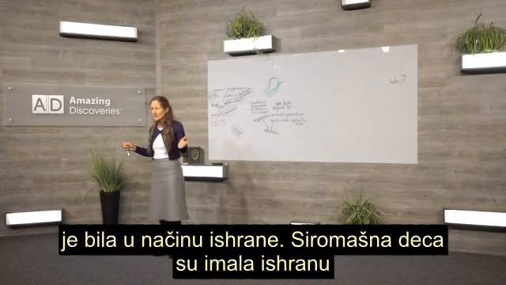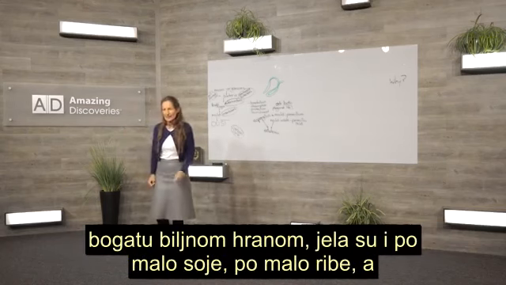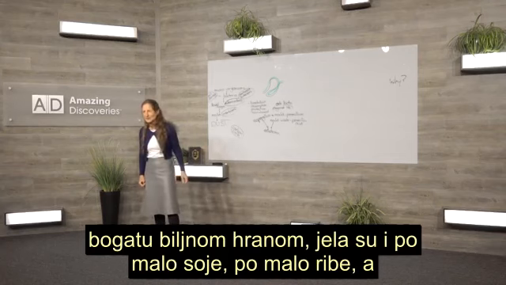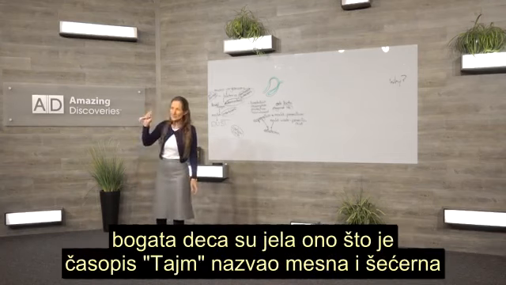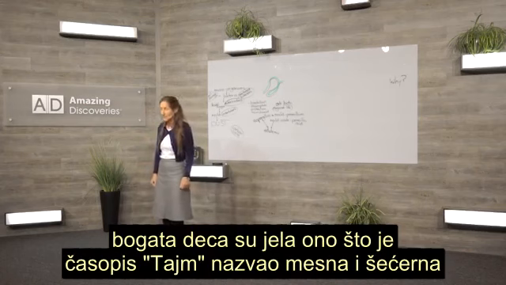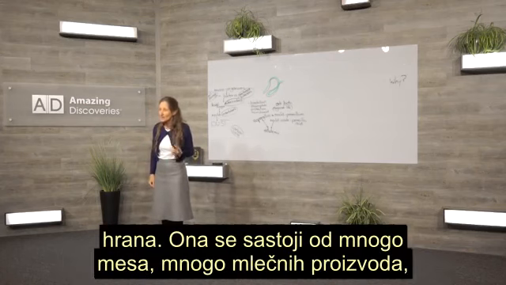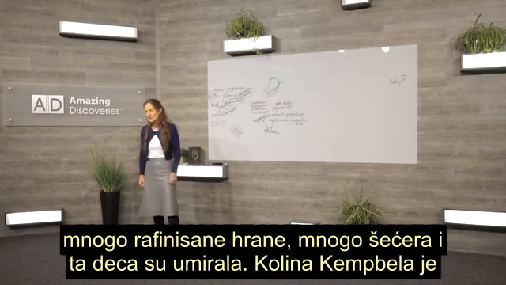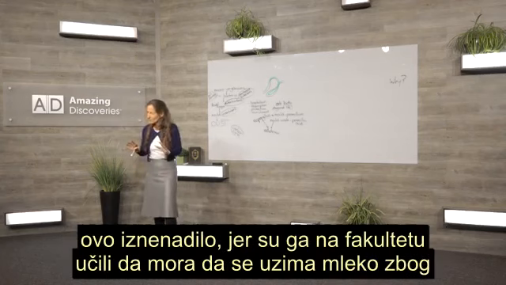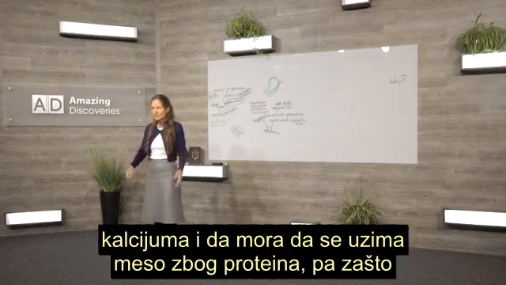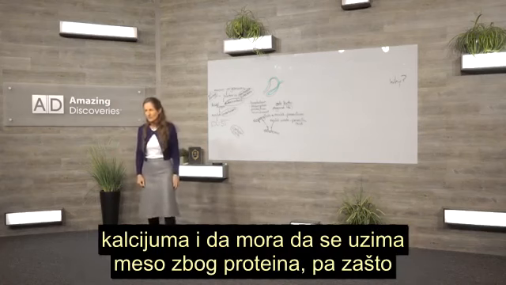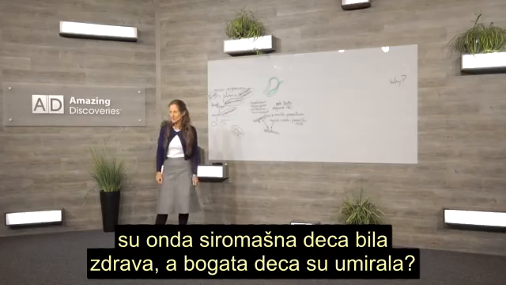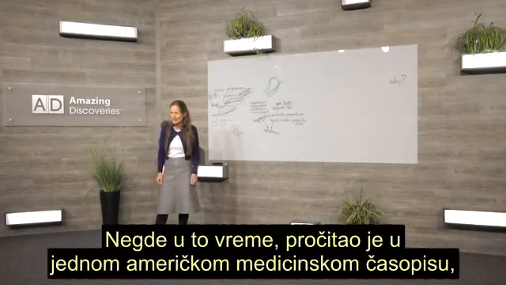The poorer children were eating a lot of plant foods, some soy, a little bit of fish, whereas the wealthy children were eating what Time magazine calls the meat-sweet diet. High meat, high dairy, high refined foods, high sugar. And they were the ones that were dying. Colin Campbell was surprised at this because in med school he was taught you must have milk for calcium and you must have meat for protein. Why were the poorer children living and the wealthy children dying?